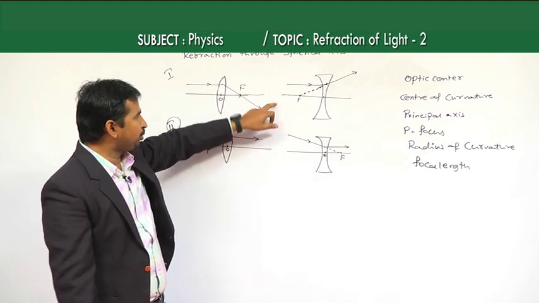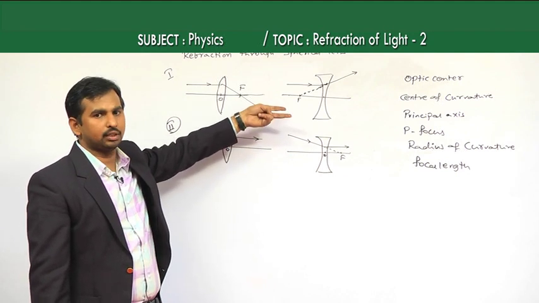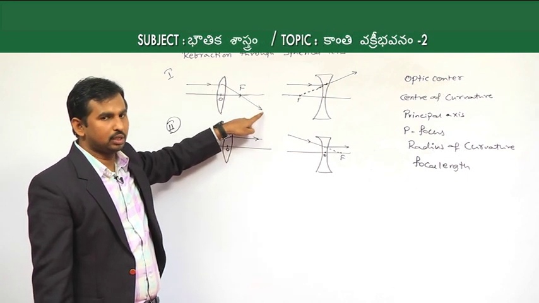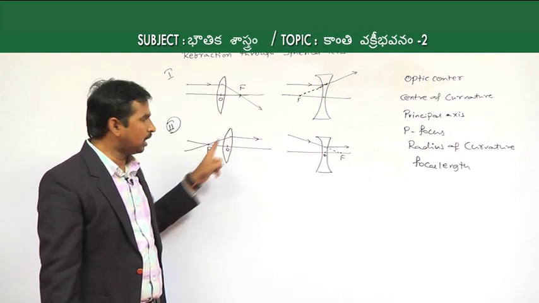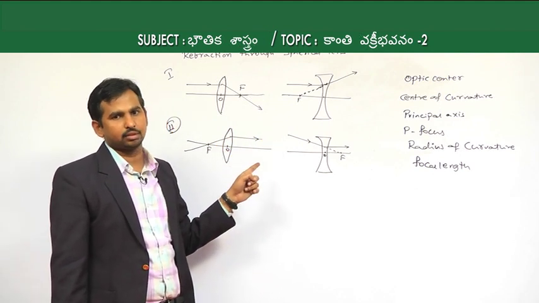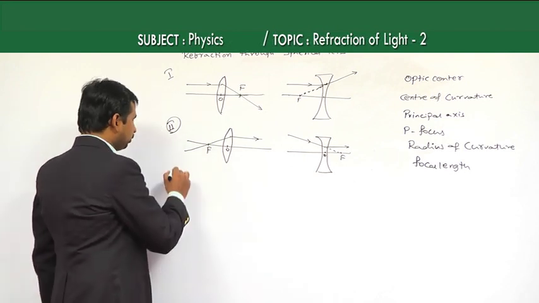If you observe these two diagrams and these two rules here, both are actually converse. Here the light ray started parallel, and after refraction passes through the focus. Here the light ray passes through the focus, and after refraction the light ray is passing parallel to the principal axis. Okay. Now, when we come to the third case, rule 3.